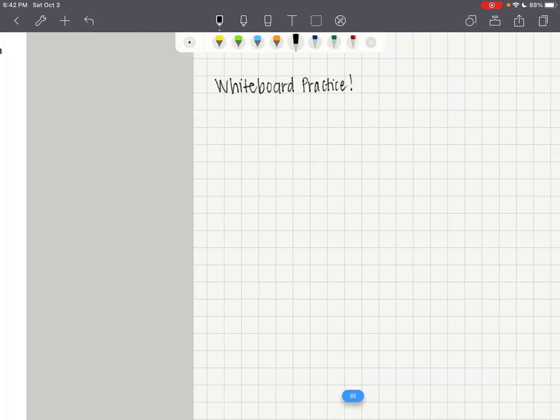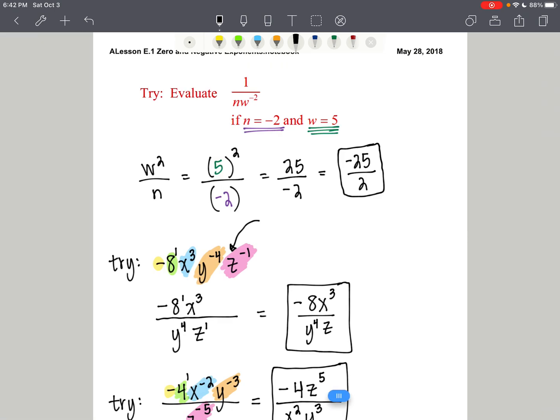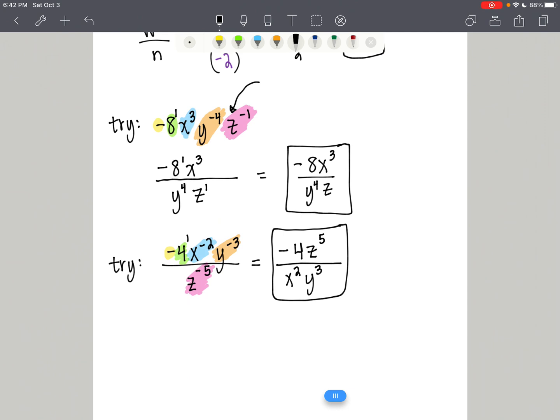But for now, it's really important for you to get that practice so that you are a master at the basics with 0 exponents and negative exponents, so that when we move on to all those other rules, you've got a very strong foundation.